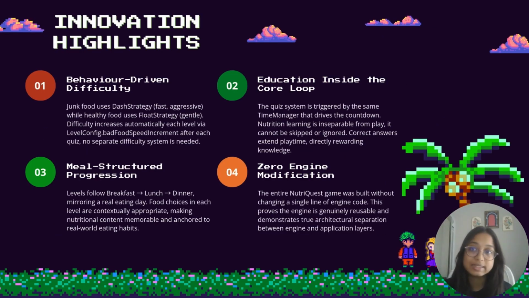Our game focuses on 4 main ideas. First, behavior-driven difficulty. Junk food moves faster and more unpredictably than healthy food, so the movement itself shows what is safe and what is not. Second, education is built directly into the gameplay. The quizzes cannot be skipped, and correct answers extend the player's time, so learning is naturally rewarded.